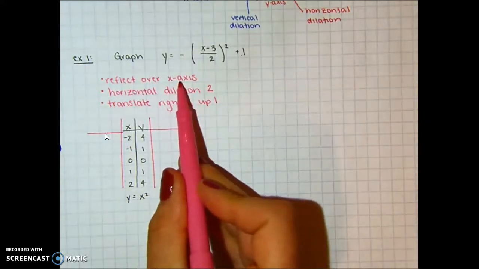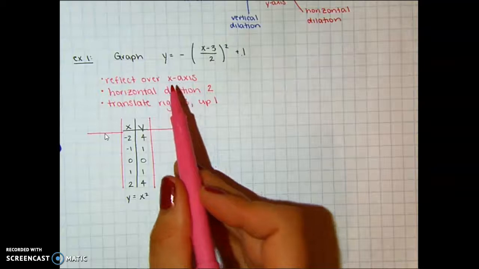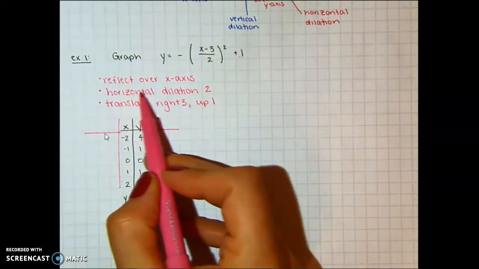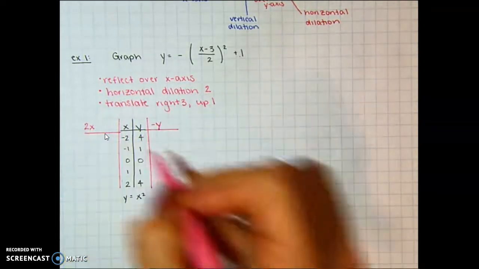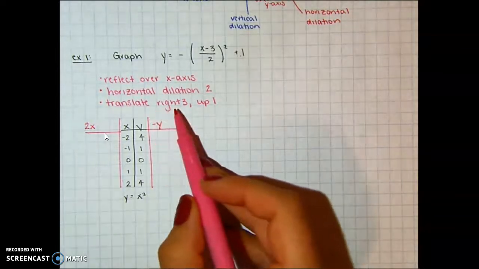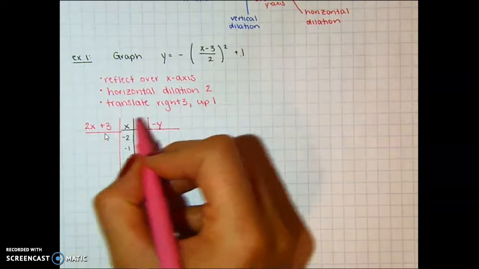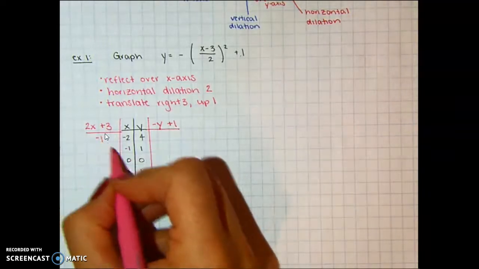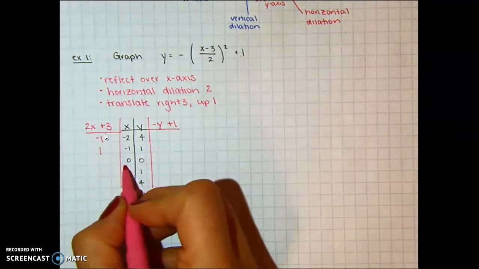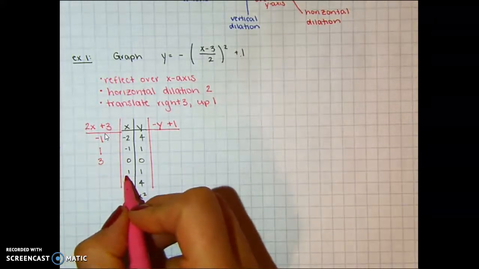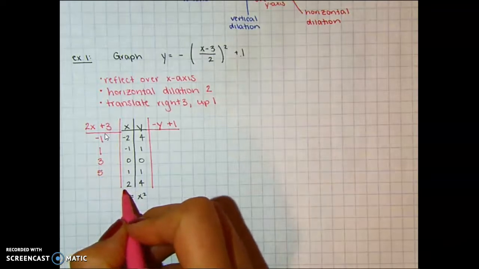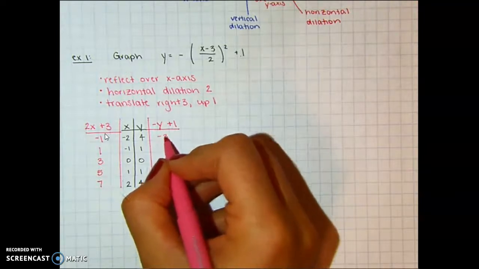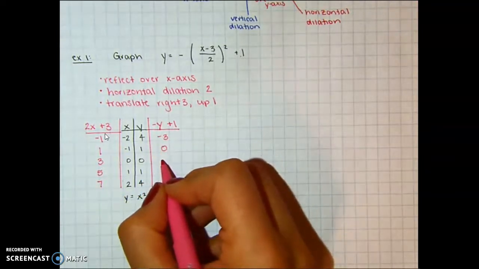So a reflection over the x-axis is going to make our y values negative, right? So if everything was up above the axis, it gets reflected, it's now negative. So this is negative y. A horizontal dilation by 2 is going to take our x values and multiply them by 2. Translation right 3 is going to mean plus 3, and translating up 1 will be plus 1. So negative 2 times 2 plus 3, negative 1 times 2 plus 3, 0 times 2 plus 3, 1 times 2 plus 3, 2 times 2 plus 3, and then we substitute in our y values, so negative 4 plus 1, negative 1 plus 1, negative 0 plus 1.